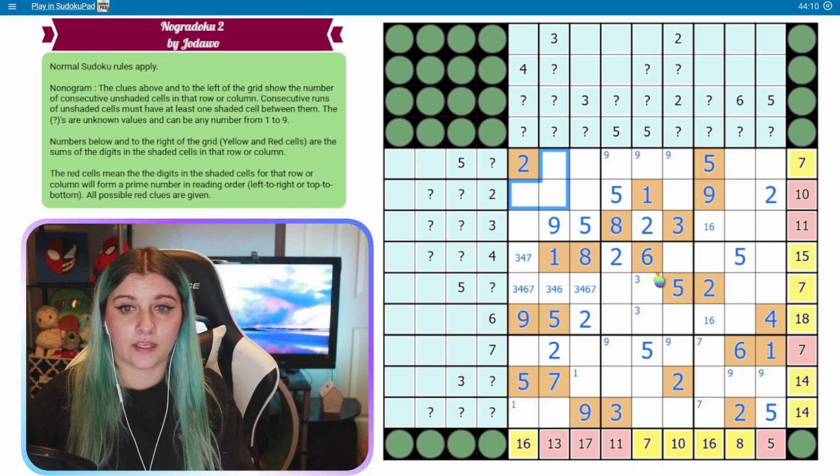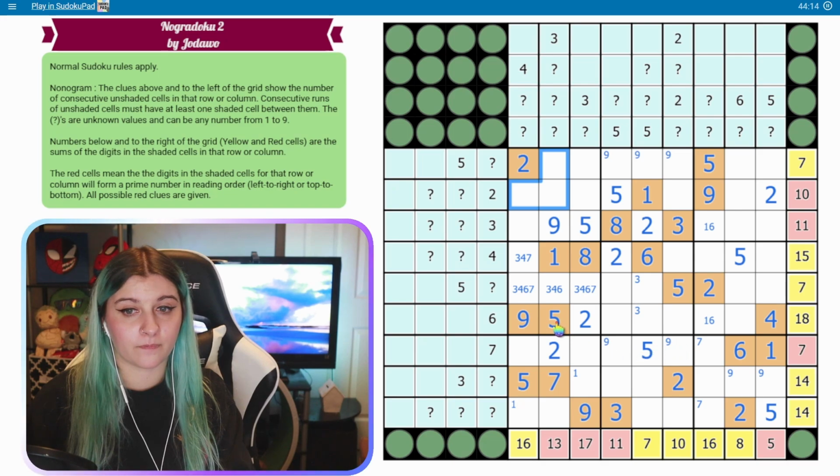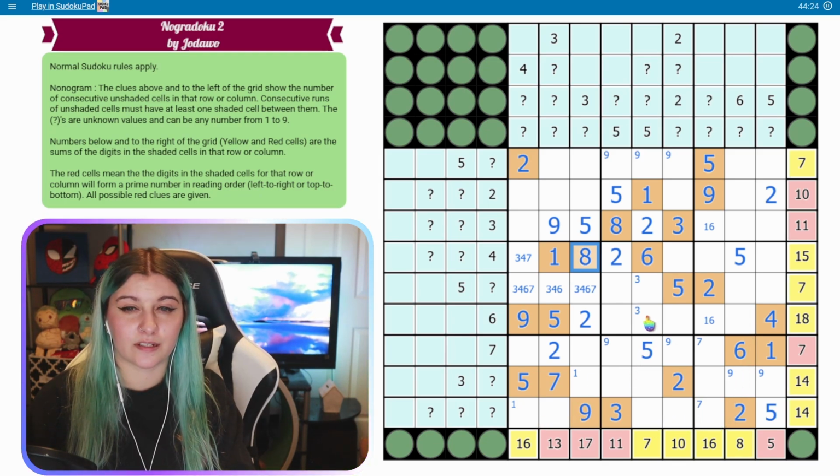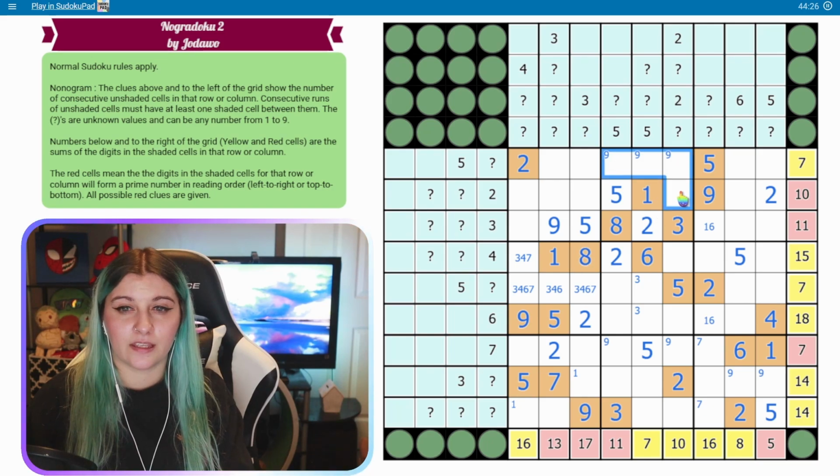Something with... Let's see, 2, 2, 2. Oh, I got all the 2s and 5s. Those are fine. Okay, I'm just going to pick a spot and start pencil marking, I think. This is pretty filled in.